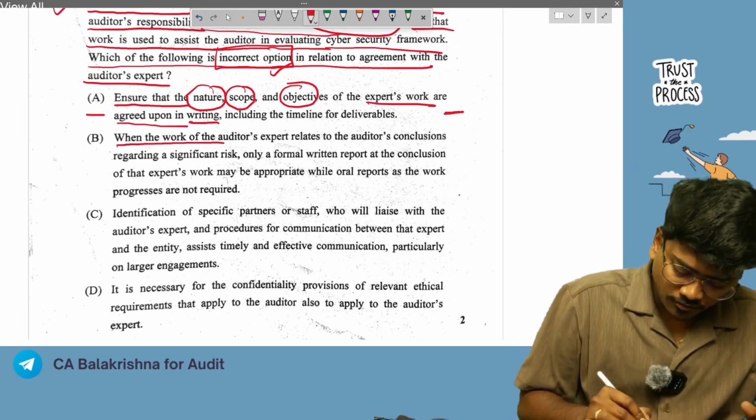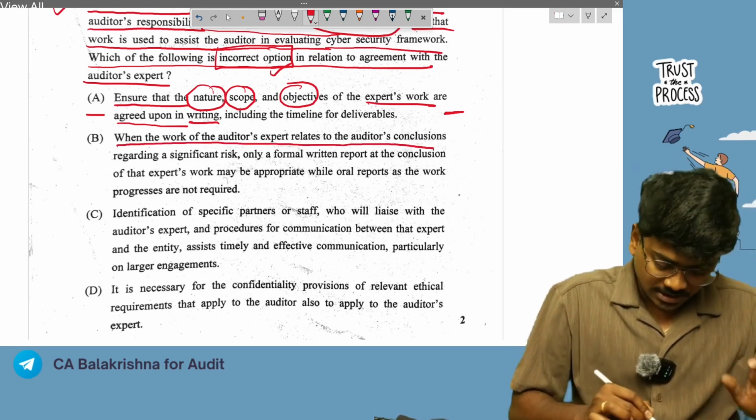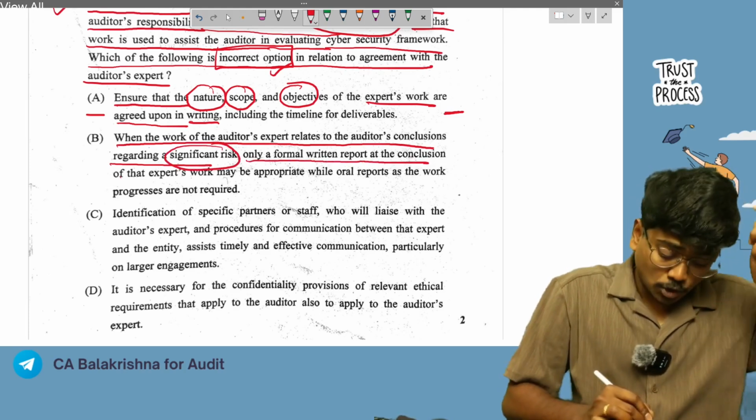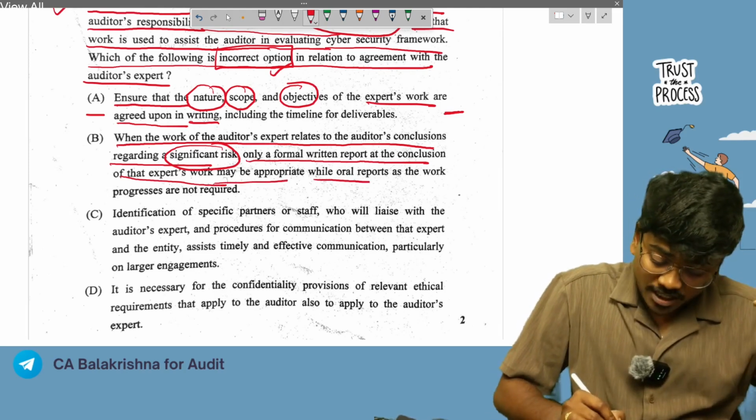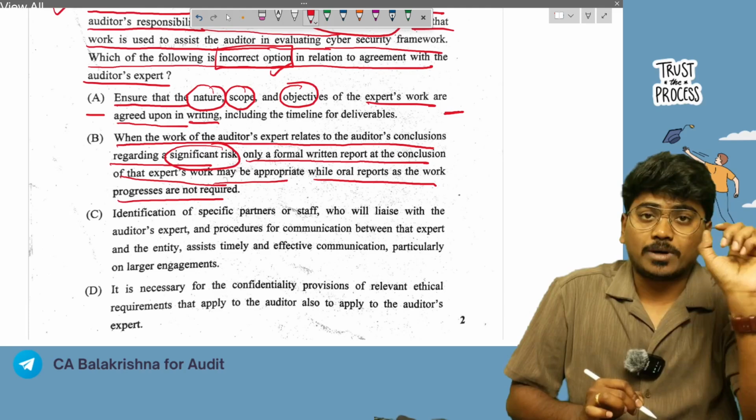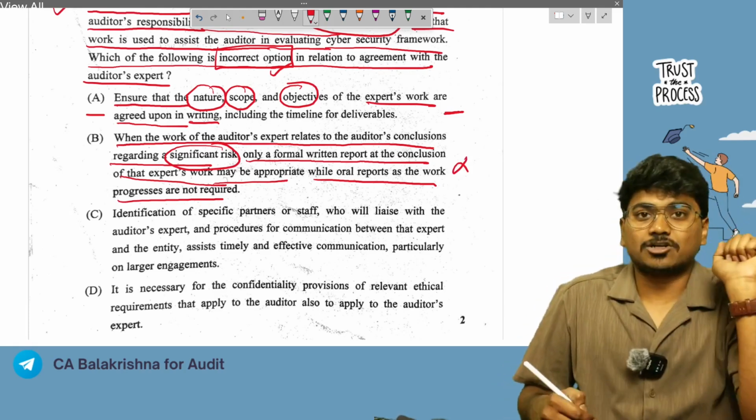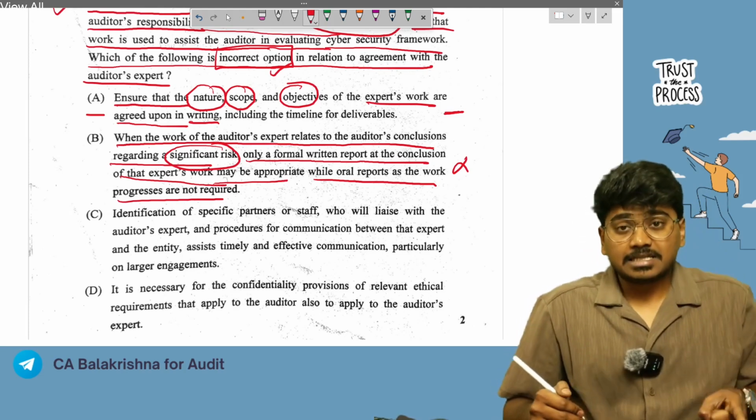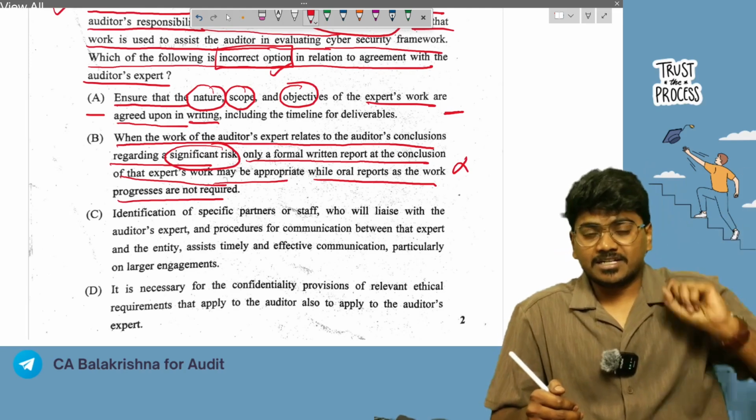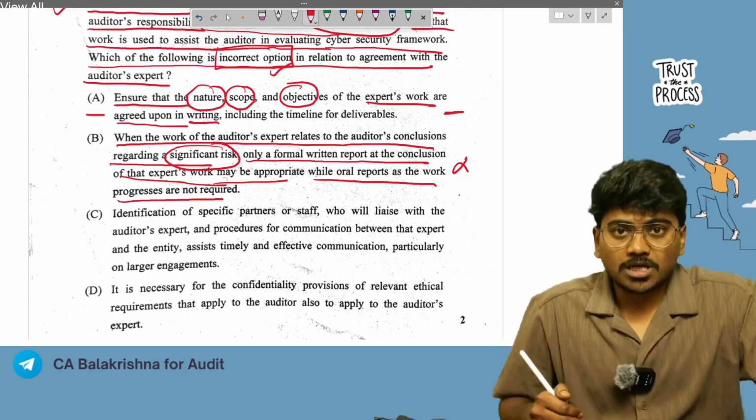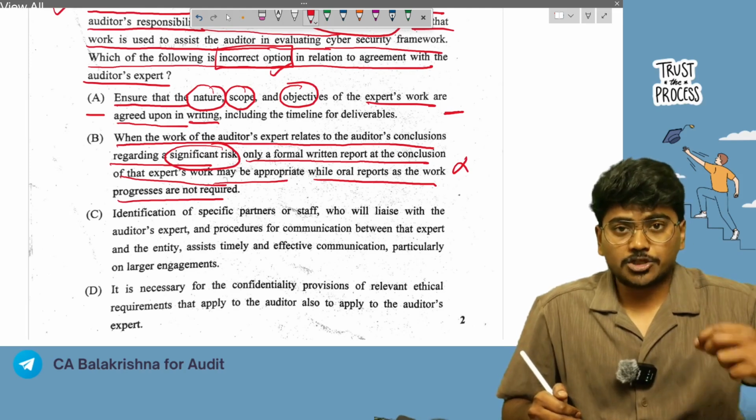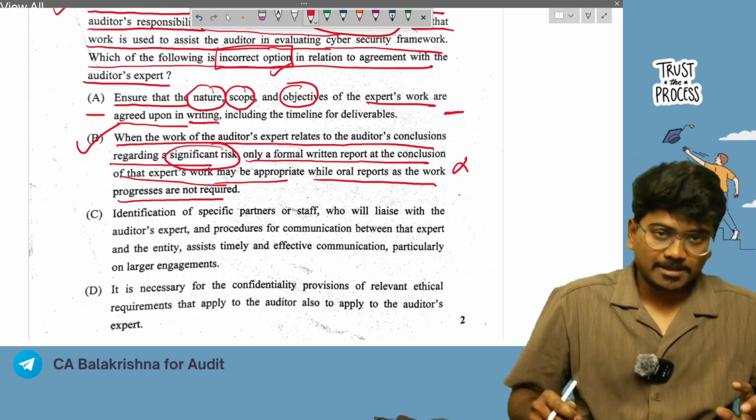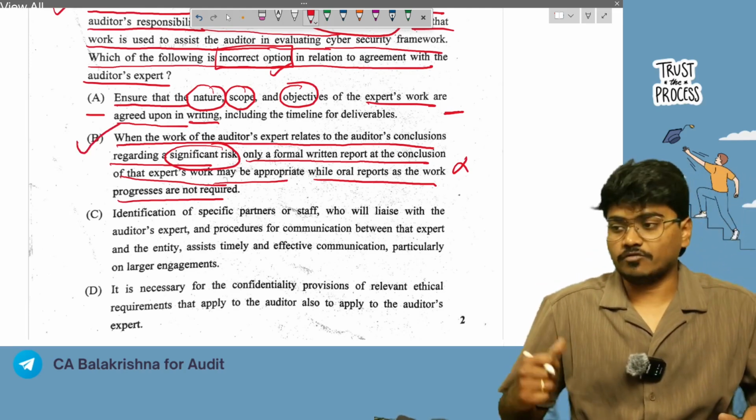Next, when the work of the auditor's expert relates to the auditor's conclusion regarding significant risk, then only a formal written report at conclusion of the expert work may be appropriate, while oral reports as the work progresses are not required. This is wrong. This is the incorrect option, because if the expert's work relates to significant risk, then apart from giving a final written report, the expert should communicate to the auditor during the audit. There should be oral communications. Here it is saying no oral communications are required. So option B is the answer for the first MCQ, which is the incorrect option.